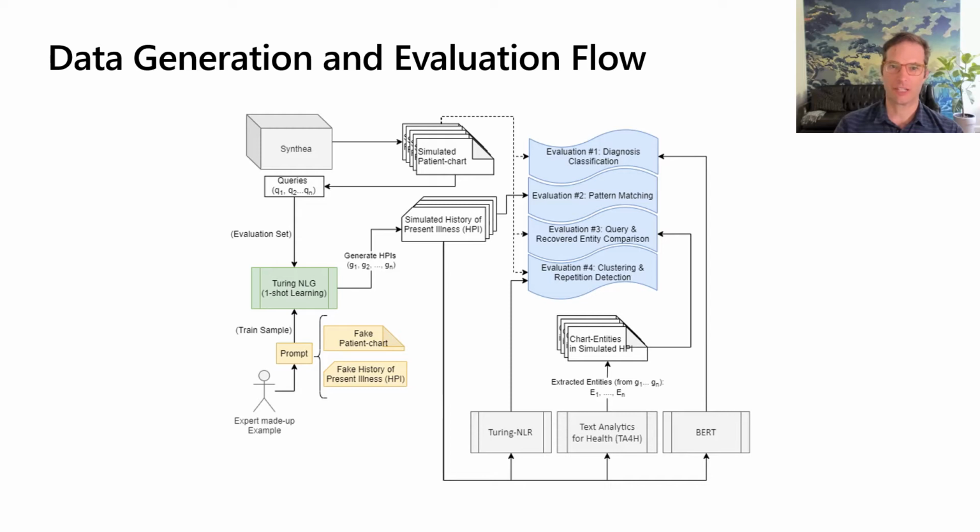Here's our data generation and evaluation flow. We used Synthea to generate simulated patient charts. We created prompts for the Turing NLG model so that it could generate HPI passages. We repeated this process for different settings of the hyperparameter tau p for the Turing NLG model, which affects the creativity of the generated HPIs by allowing the model to include low probability words in the HPIs. We then evaluated the performance of the Turing NLG model along 4 different evaluation criteria. Alexandre, do you want to talk about the first set of results?